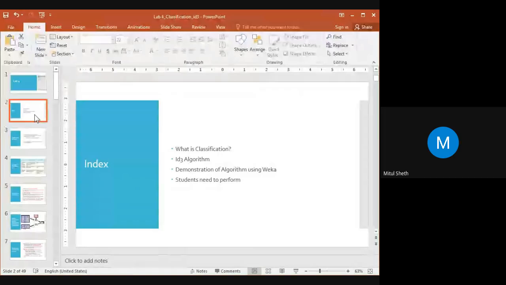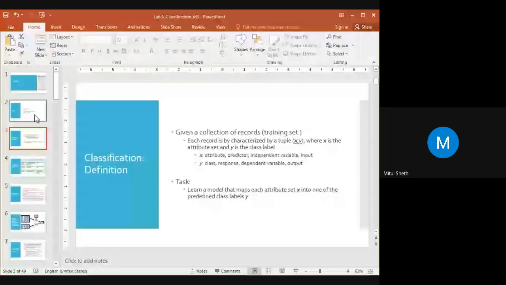Now, what is classification? In classification, we have different types of tuples, or you can say different attributes. I'm saying those attributes as X, or the input attributes. We provide the different input attributes X to our classification model. It performs the classification task and gives you the output Y. So it is in the form of the tuple X comma Y. X is your input attributes, and Y is your output attribute.